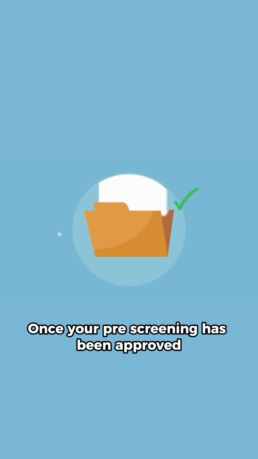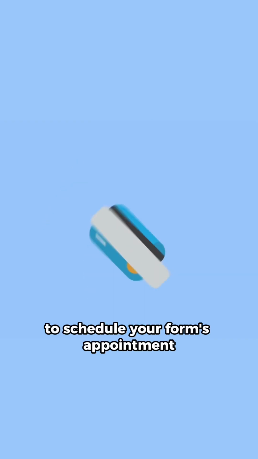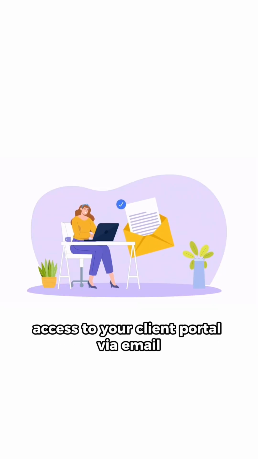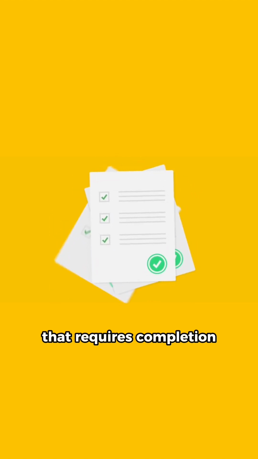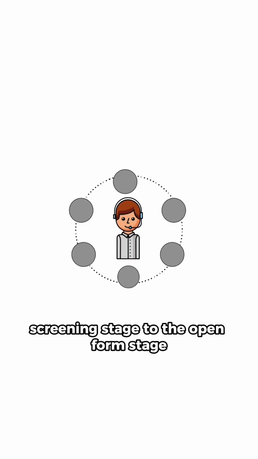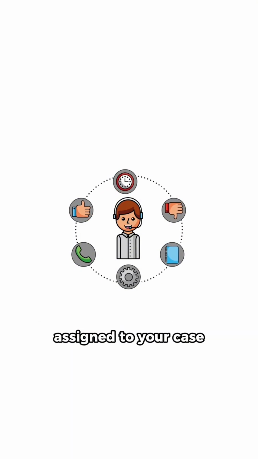What happens next? Once your pre-screening has been approved and you have completed the payment, please wait for our call to schedule your forms appointment. Please prepare to receive access to your client portal via email, which will contain a questionnaire that requires completion. The forms assistant will help you transition from the pre-screening stage to the open form stage, where you will virtually meet the paralegal assigned to your case.